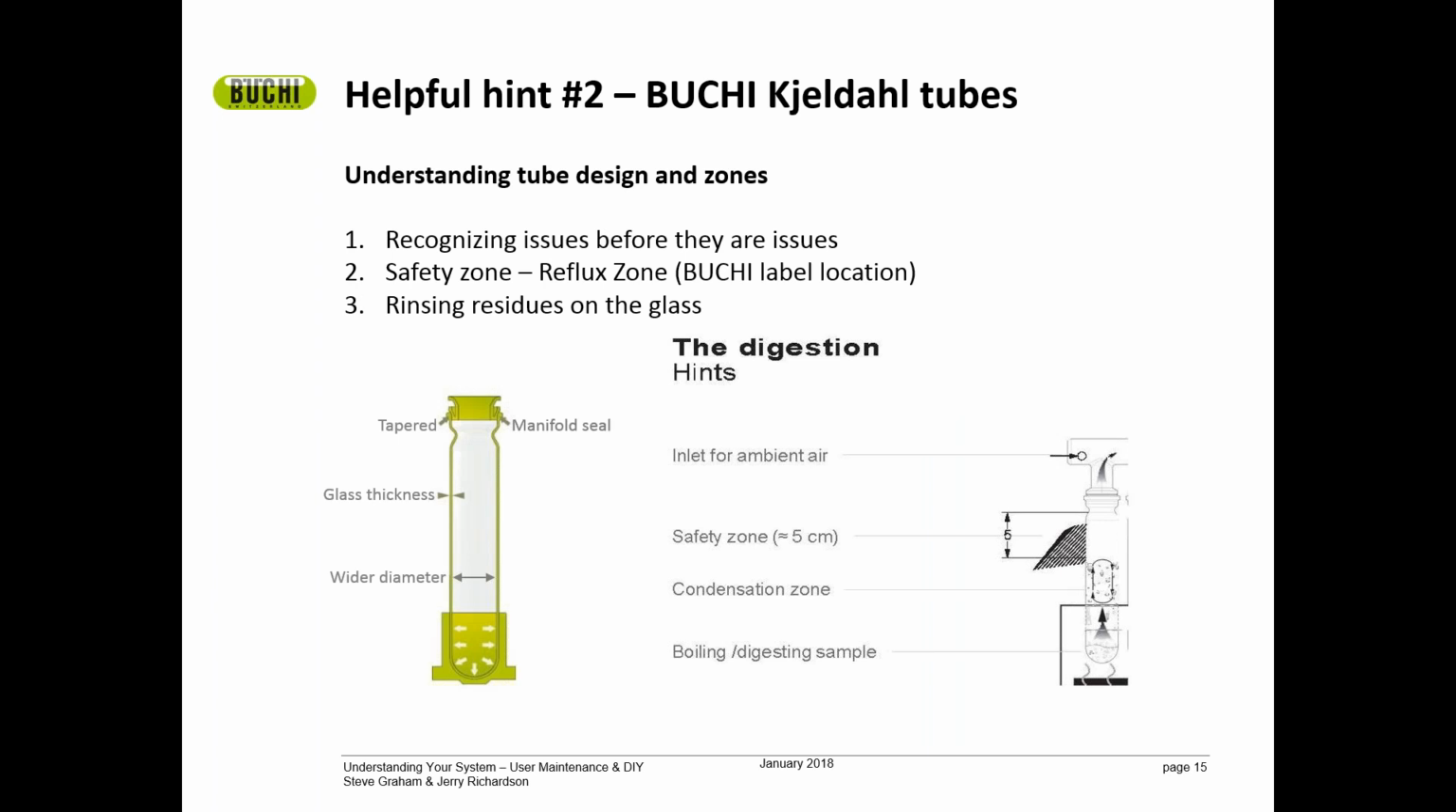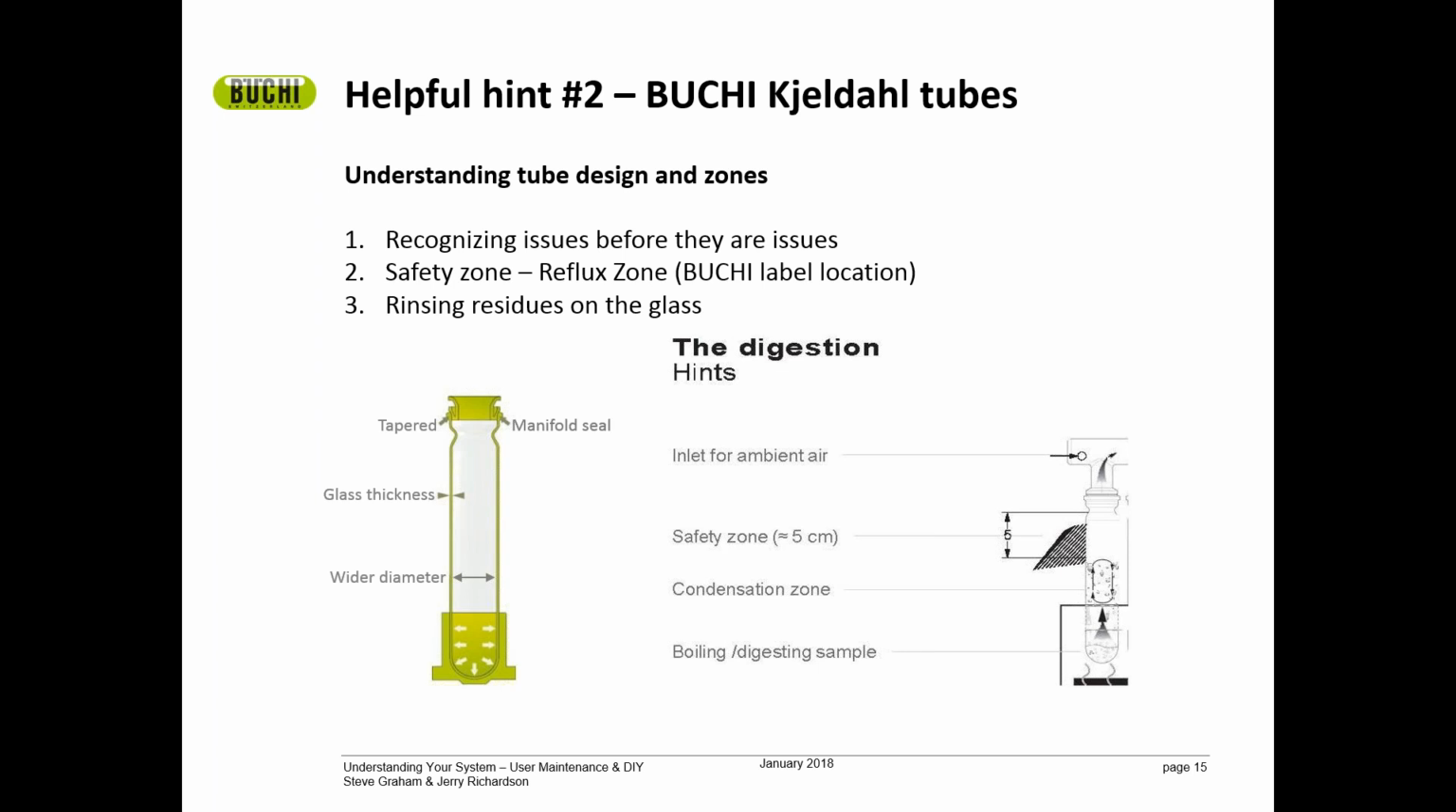So let's understand what's involved in the digestion process. Buchi has been around Kjeldahl systems and building Kjeldahl digesters since the 1960s, and they have refined the process, and even the glass of the sample tubes is important. The design of the Buchi glass on the sample tubes is important for sealing to the manifold. The thickness of the glass is important for heat transfer.